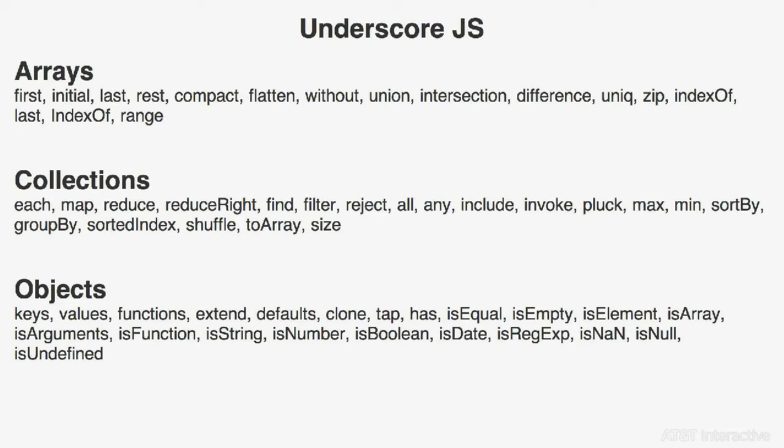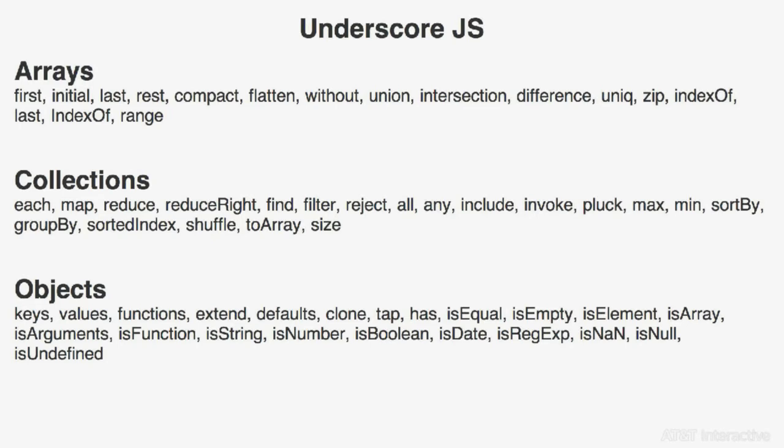The big ones are probably like .each, and on objects, one thing that Backbone really heavily relies on is extend, where you can extend objects, actually like cloning them and stuff. So those are the ones that are really useful that Backbone heavily relies on.